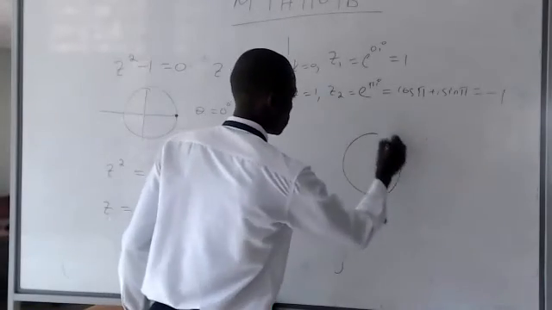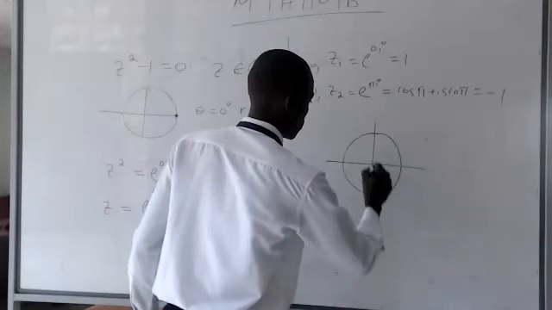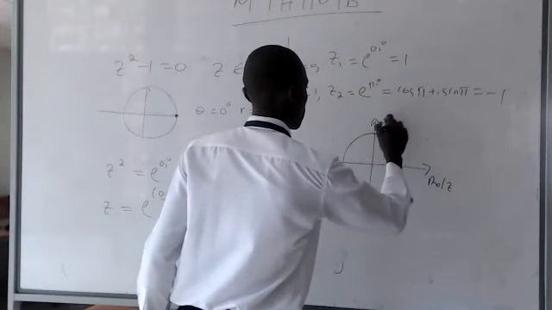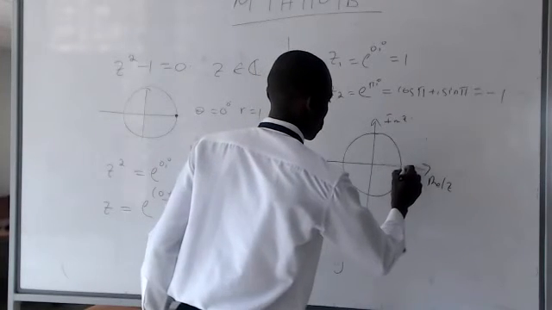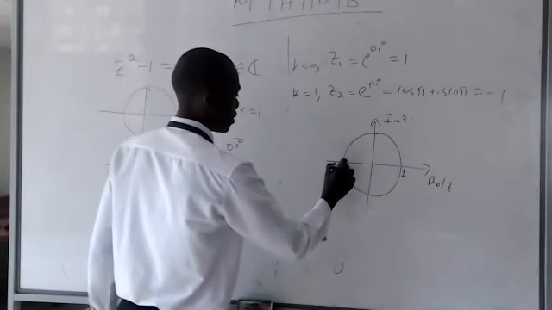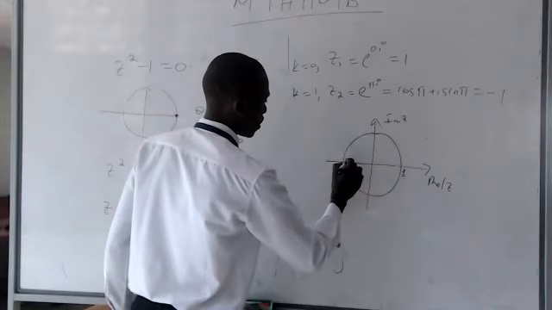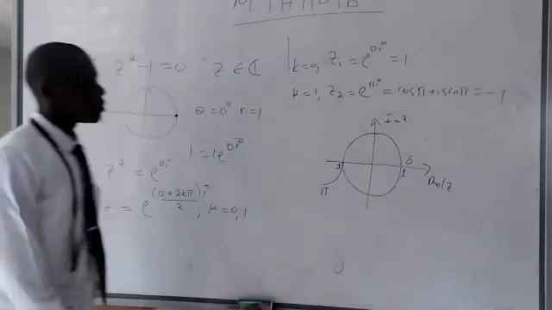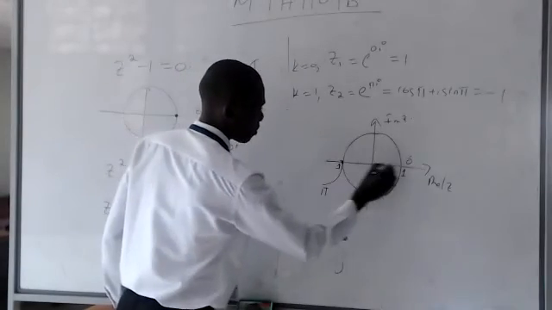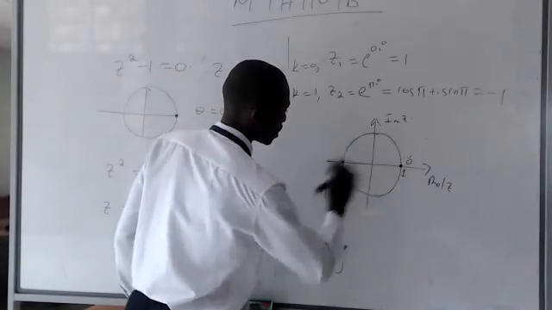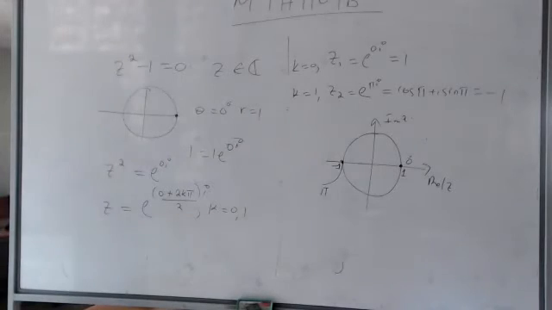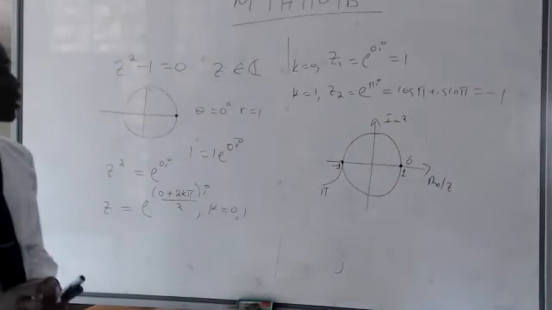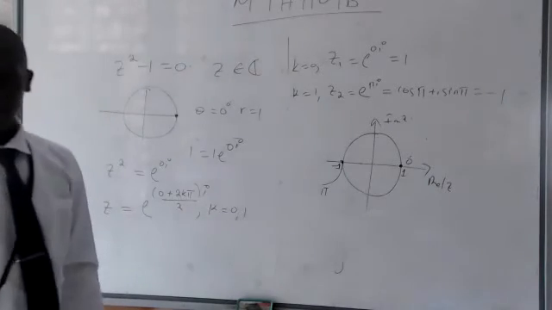You graph them in a unit circle. This is the real part. This is the imaginary part. So this is our first root, 1. This will be our second root, because the angle here is pi. The angle here is 0. So the point is the two roots of unity, -1 and 1. And the only square roots will satisfy this expression, this equation.